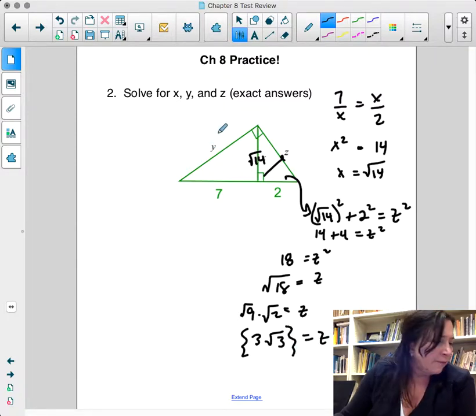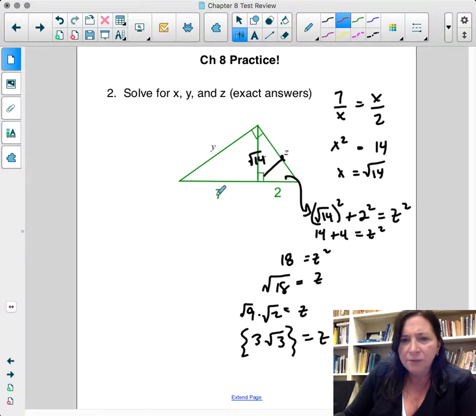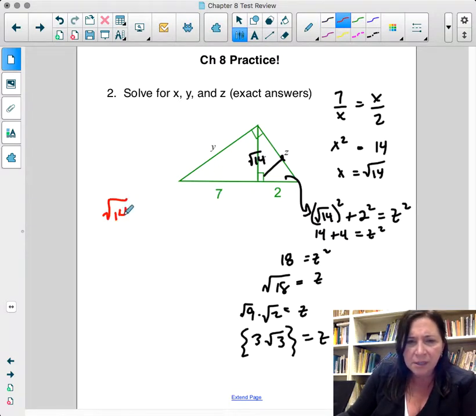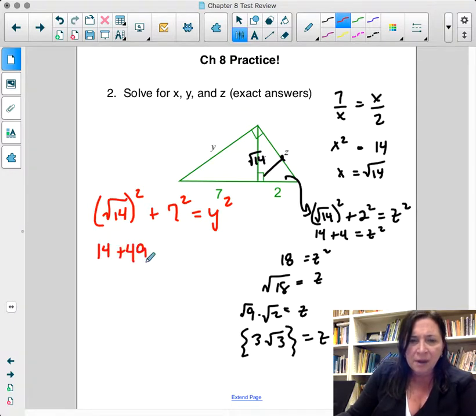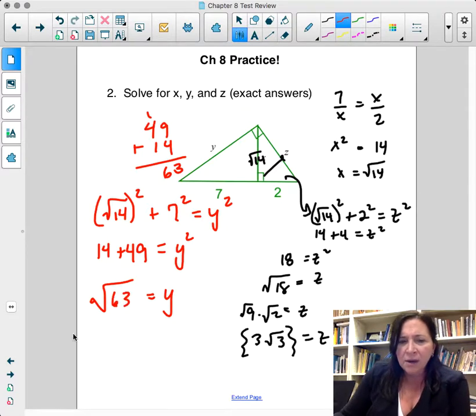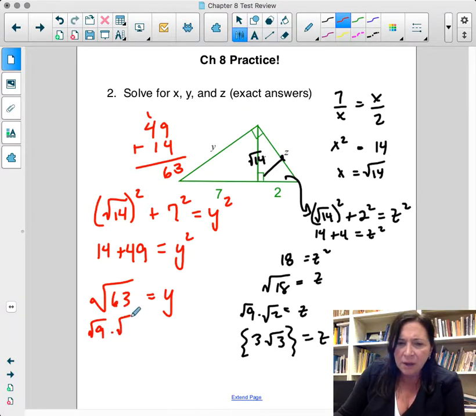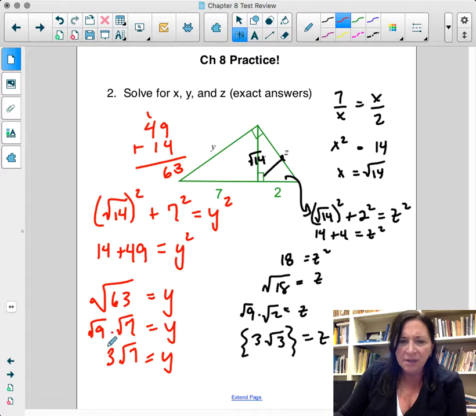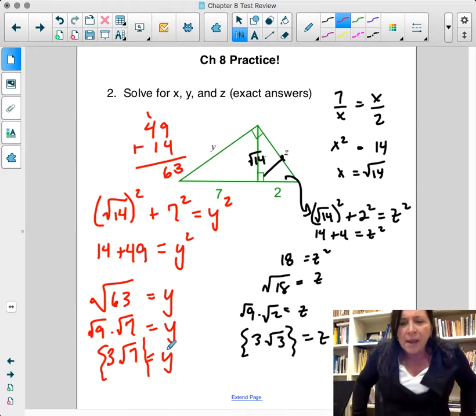For this problem on the left, we have a squared plus b squared. So we're going to go the square root of 14, quantity squared, plus 7 squared equals y squared. So we have 14 plus 49 is equal to y squared. So we have y equal, and we're going to square root this, whatever that is. Let's see, what's 49 plus 14? So that's 63. And then I'm going to split that up into root 9 times root 7, and that equals y. So y equals 3 root 7. So that's y. So far we found x, y, and z.